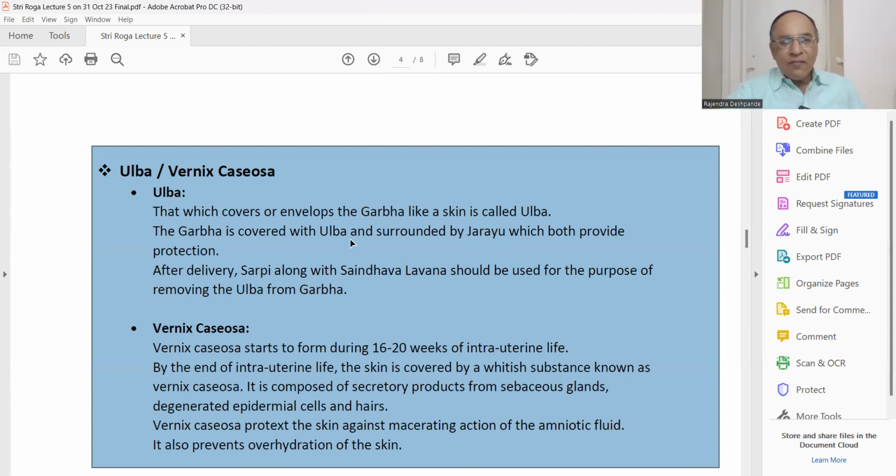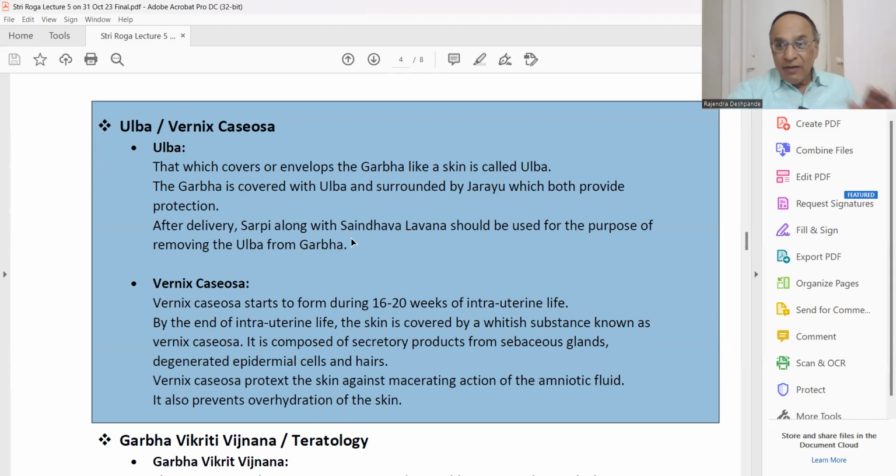Okay. After delivery, Ayurveda has given special advice on how to remove that Ulba. One can remove the Ulba by Sarpi along with Saindhava Lavana. Sarpi is ghee, Ghrita. So we have to apply Saindhava and Ghrita together, a little application over there, so that automatically that Ulba or Vernix Caseosa will be removed.